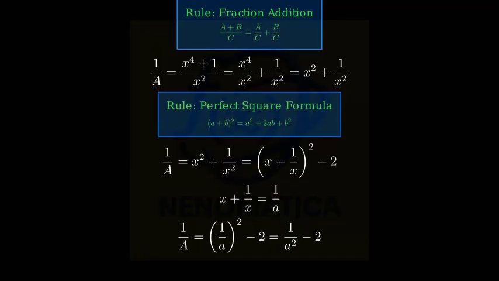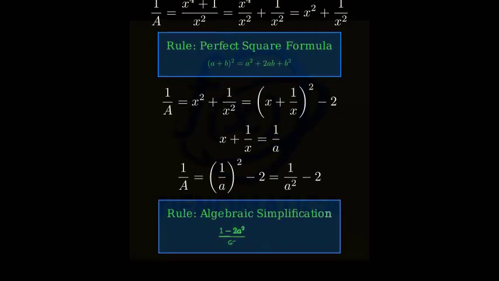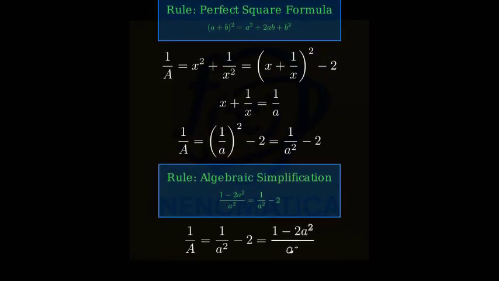Next, we simplify this expression. 1 over a equals 1 over a squared minus 2. This equals 1 minus 2 a squared over a squared. Simplifying further, we get 1 minus 2 a squared over a squared.